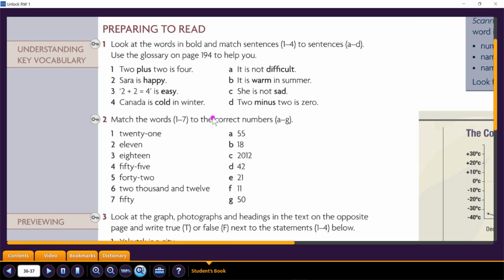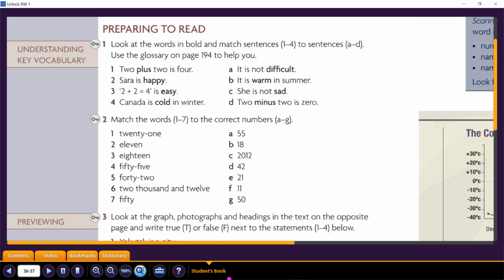Do you find something in common between these words, ladies? Plus, minus, for example, happy, sad, easy, something like that. What do you think? Think about these bold words, ladies. Give yourself a try. Think about it for 1 minute, for example.